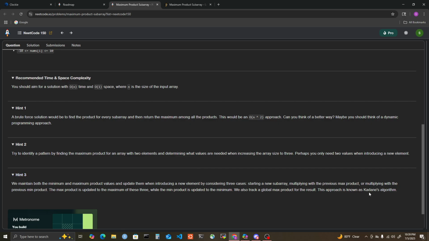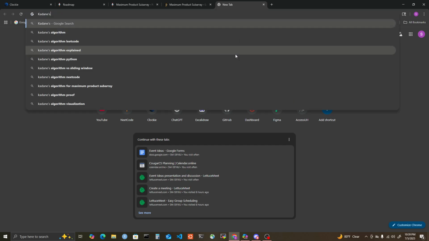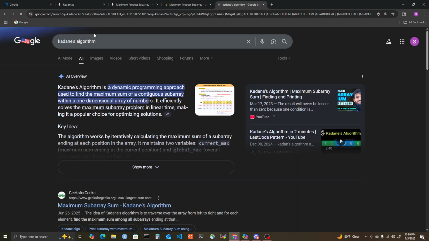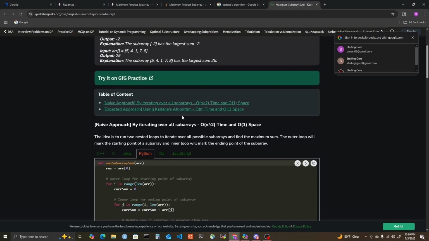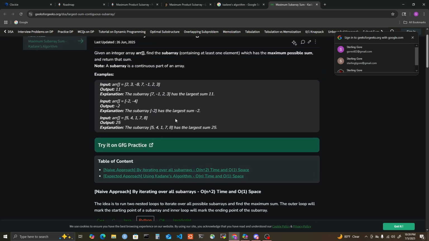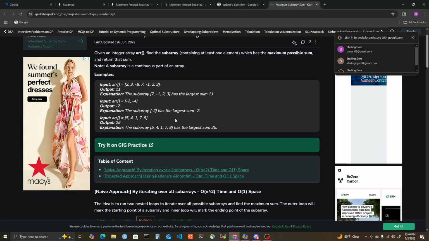Kadane's algorithm. I have heard of this. Oh, wait, dude. I feel like I do remember something like this.